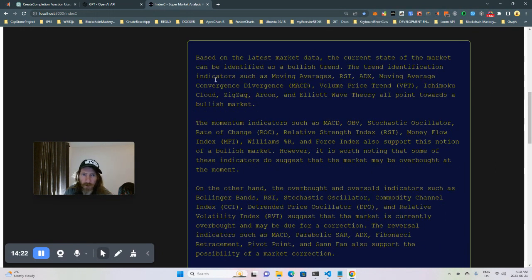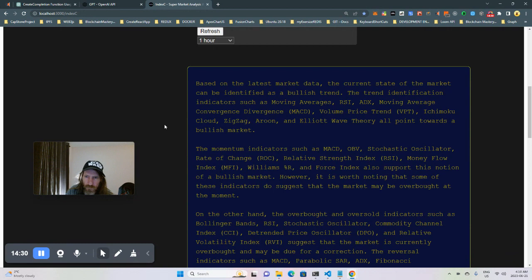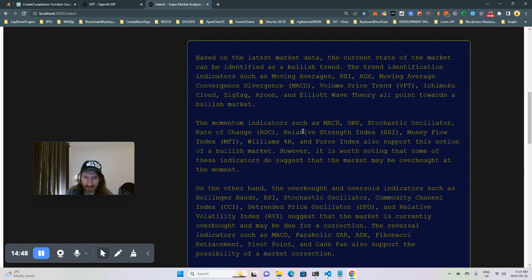Based on the latest market data, the current state of the market can be identified as a bullish trend. The trend identification indicators such as moving averages, RSI, ADX, MACD, volume price trend (VPT), Ichimoku Cloud, Zigzag, Aroon, and Elliott Wave Theory all point towards a bullish market. The momentum indicators such as MACD, OBV, stochastic oscillator, rate of change (ROC), RSI, money flow index (MFI), Williams %R, and force index also support this notion of a bullish market.